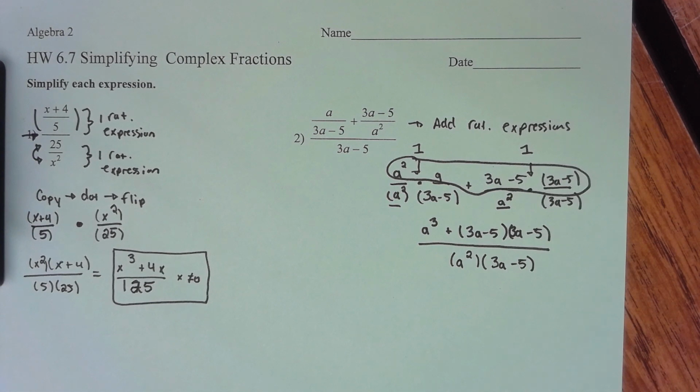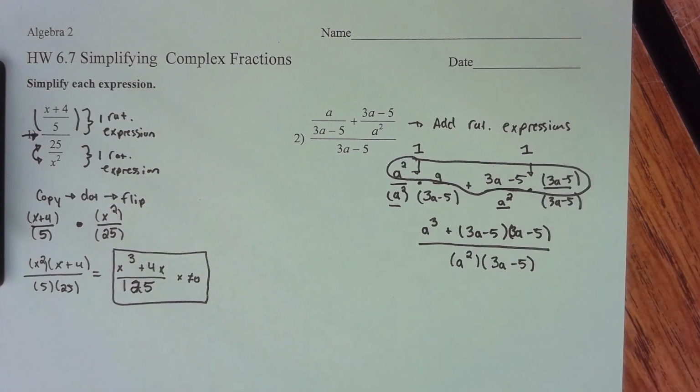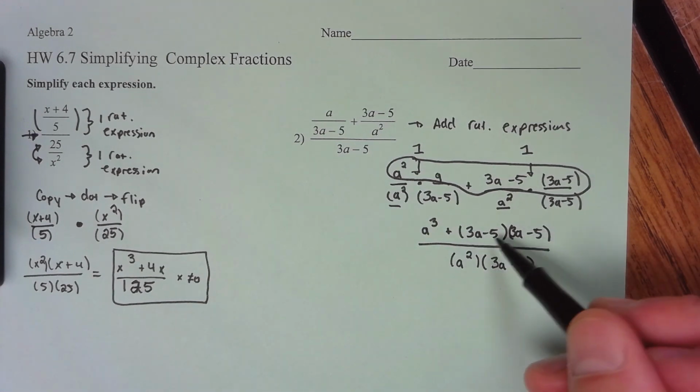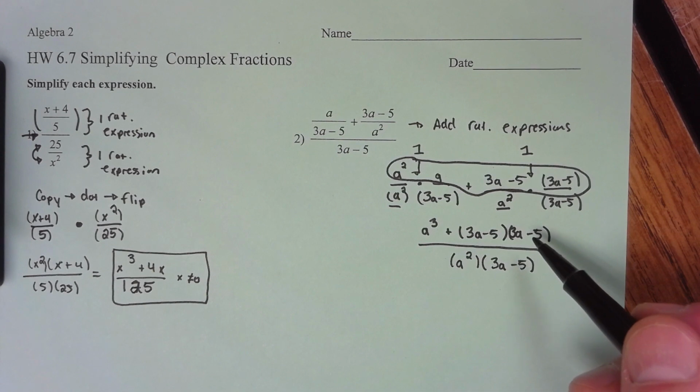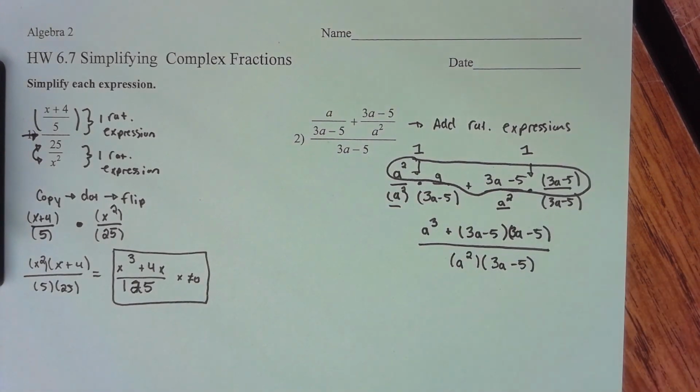Now this is where, like a lot of you on the quiz, you wanted to cancel out 3a minus 5s, and I get that temptation, right? It looks like everything's been factored. I see that 3a minus 5. It's the same as this one down here. We want to cancel. Okay, I absolutely get that.